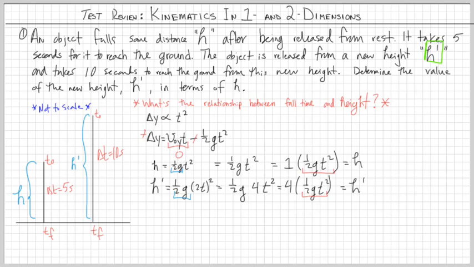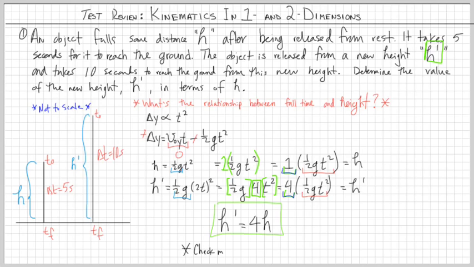Simplifying there, I get for h 1/2 g t squared, which is the same thing as 1 times 1/2 g t squared. That's the height value for h, or the vertical displacement of the ball when it falls 5 seconds from the height h. H prime there I simplified and solved, and that's the same as 1/2 g times 4t squared. Since it was twice the time, 2t squared, I have 2 squared and then I have t squared. Together that's 4t squared. Or in other words, that's 4 times 1/2 g t squared. And that equals h prime. You can see the relationship there is 1 to 4.